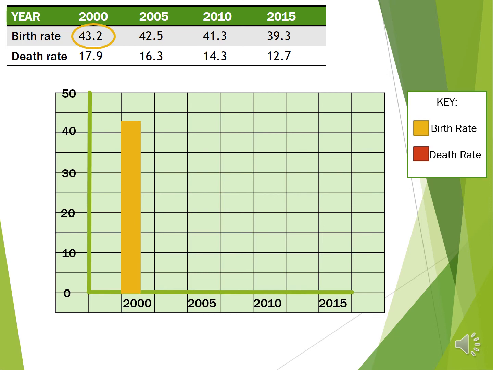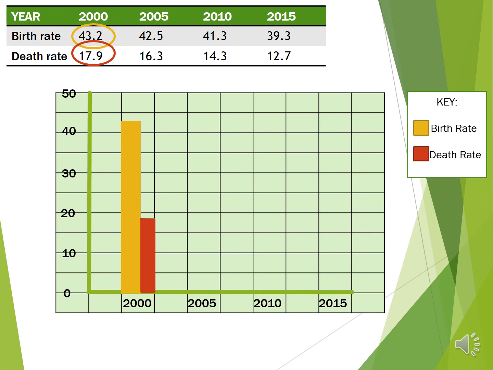Next, I need to look at death rate. So if I look again back at my table of data, it tells me that for 2000, the death rate was 17.9. So I need to swap to my colour red. I need to look at my scale and work out where 17.9 would be. It's going to be between 15 to 20, so I think it's about there. I need to make my mark, and then again I need to get my ruler, draw the other 2 lines and create the bar overall, shading it in again to make sure that I don't get confused.